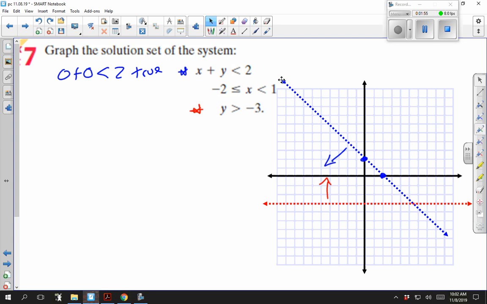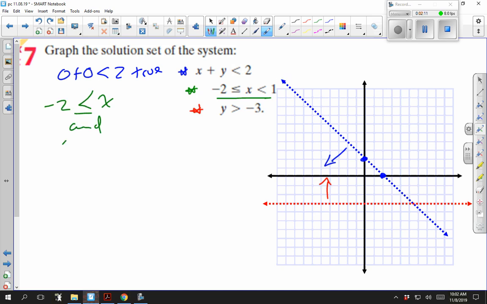Okay, next we want to graph this one in green. But this one I need to show you that this is two separate inequalities. This is x is greater than or equal to -2, and x is less than 1. So those are going to end up being two vertical lines. Those vertical lines, one of them is going to be dotted, one of them is going to be solid.